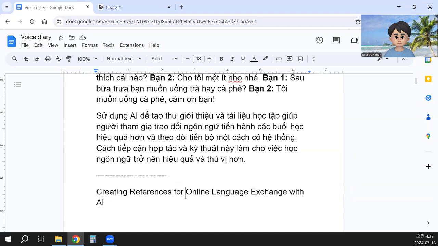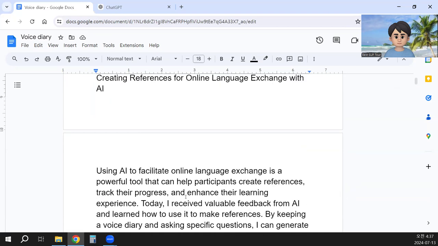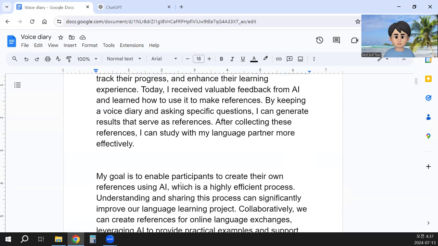Creating reference for online language exchange with AI. Using AI to facilitate the online language exchange is a powerful tool that can help us to create references, track their progress, and enhance their learning experience. Today, I received valuable feedback from AI and learned how to use it to make references. By keeping a voice diary and asking specific questions, I can generate text that serves as a reference. After collecting these references, I can study with my language partner more effectively.